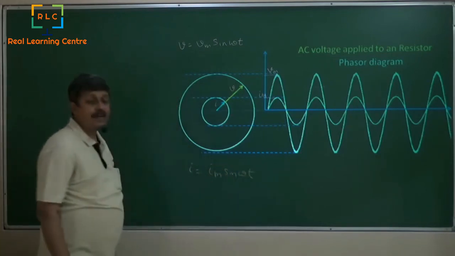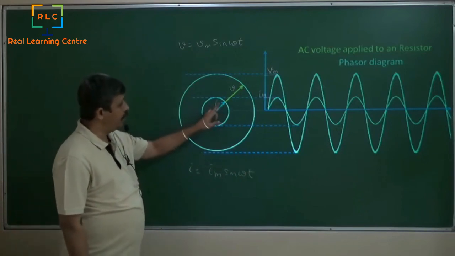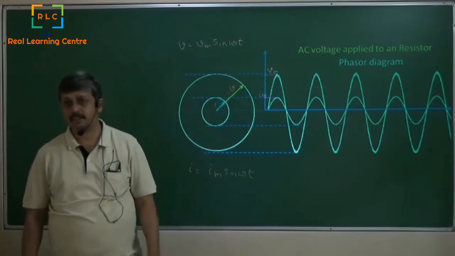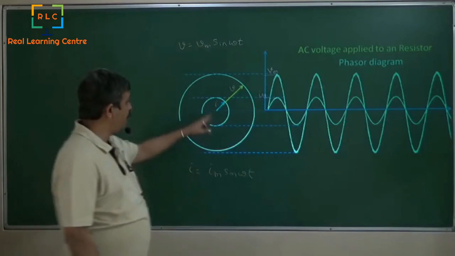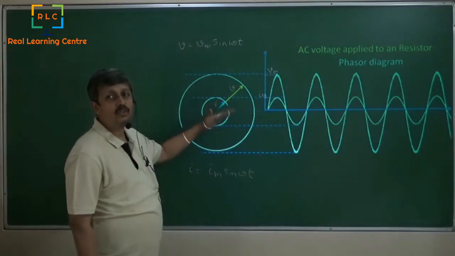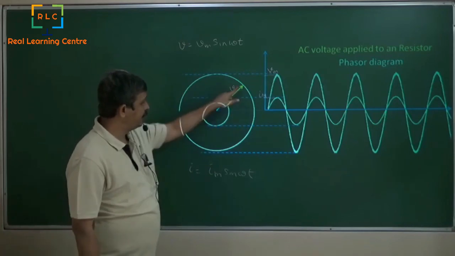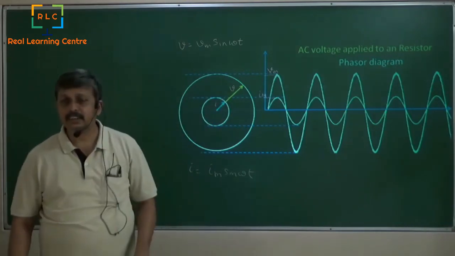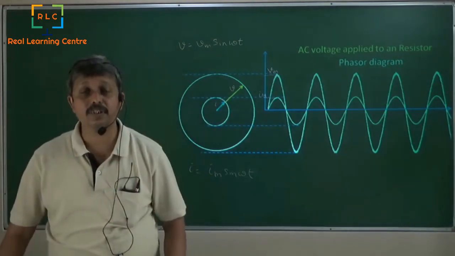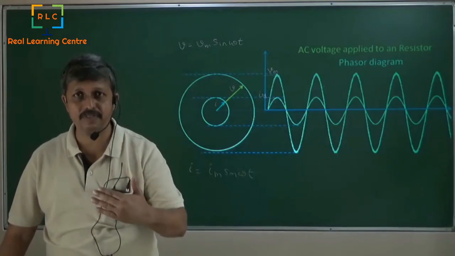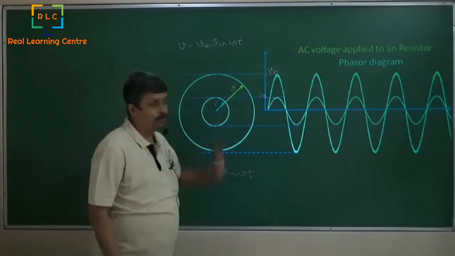Why am I drawing this vector on top of this vector? It is because there is no angle between them. There is no phase difference between them, and hence this line and this line are just two lines, one above the other. There is no angle between them. One of them is current, the other one is voltage.